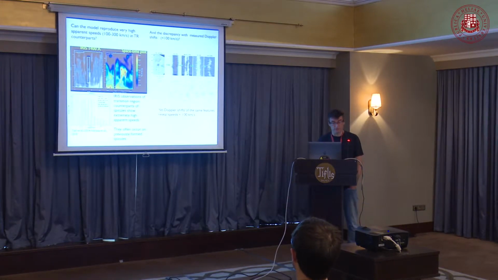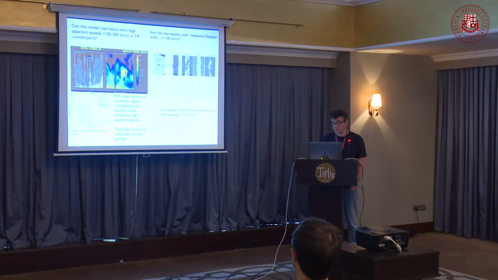When you look at the Doppler shifts there, there's a huge discrepancy. We have these apparent speeds of 100 to 300 kilometers per second, yet the Doppler shifts are never really larger than 100 kilometers per second. They're typically 50 to 70 kilometers per second. You can see some of that here. These weak signals here are spicules in carbon-2 and silicon-4. So how do you reconcile this?